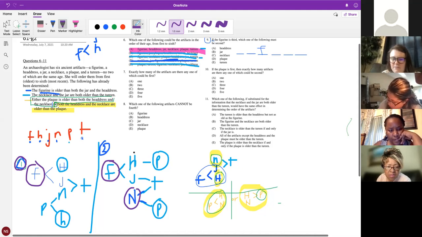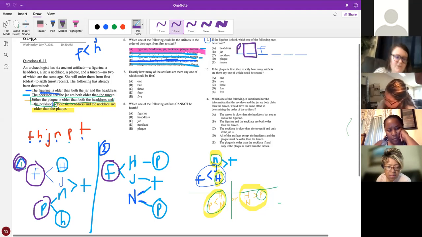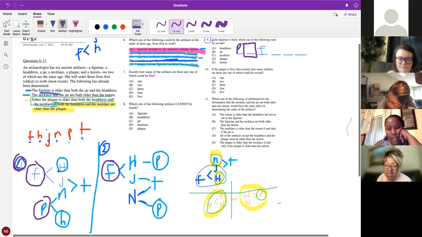Because in world 2, F has to be before H, P, J, and T, so that doesn't even work. So I knew I wasn't dealing with that one. Then I was looking at world 1 here. If F isn't first, P has to be first, right? Then I asked, what could be second that doesn't have to be after F? N.